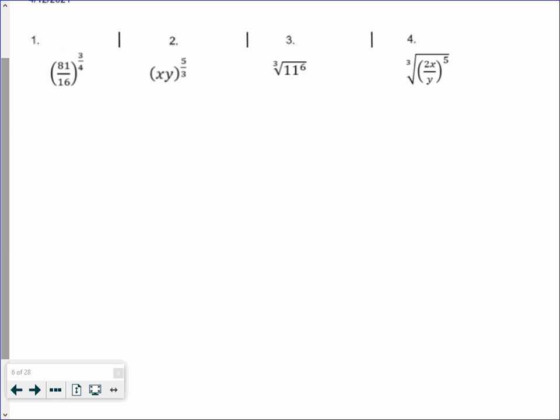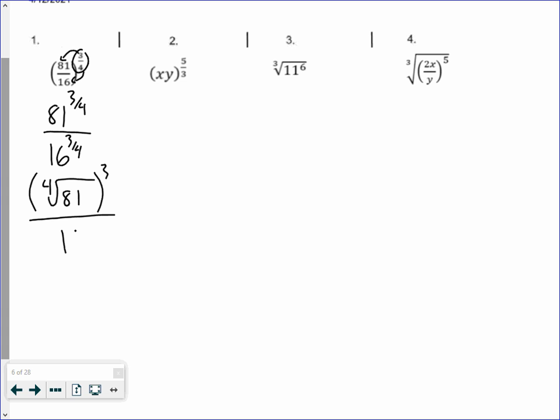So for number 1, we have 81 over 16 raised to the 3 over 4 power. So we're going to use that rule we just learned, where we distribute the exponent to the top and to the bottom. So we have 81 to the 3 over 4 power, all over 16 to the 3 over 4 power. Next, we're going to rewrite this as radical expressions. So we can write it as the 4th root of 81, all cubed, and the same thing on the bottom, the 4th root of 16, all cubed.